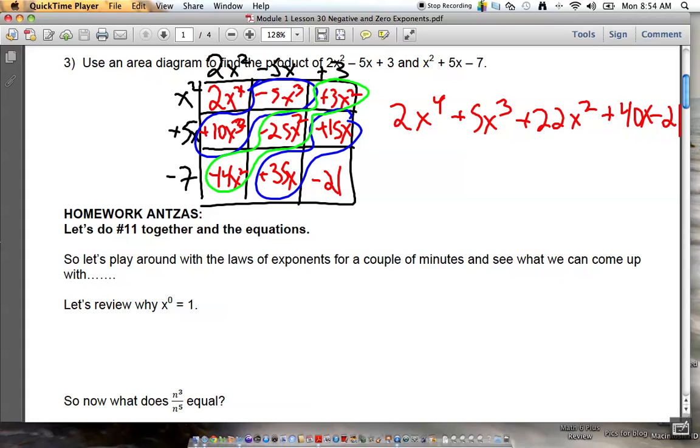Yes? What's the number in the bottom left corner? Bottom left, 44x squared. I think I have 40. Oh, I'm sorry, it's supposed to be a 14. It's supposed to be a negative 14. See, I couldn't even read my own handwriting. That's negative 39, so this should be negative 36x squared. Okay? I thought that was 44x squared.